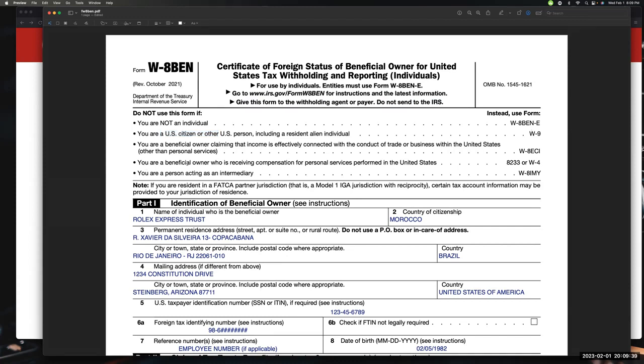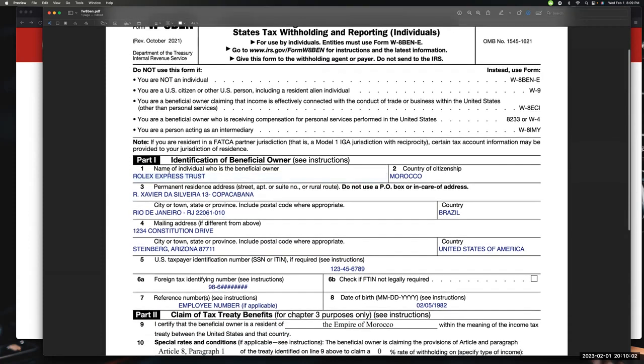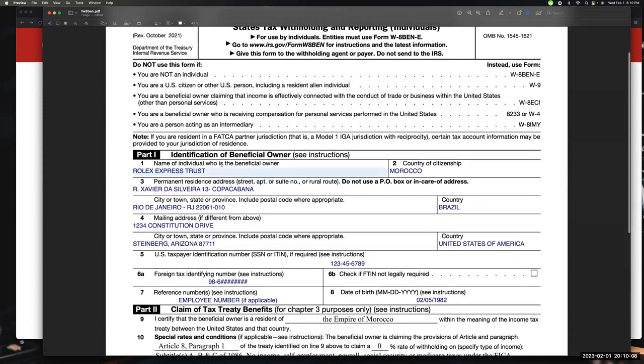Now, you could use W-8IMY for a foreign intermediary, especially if there are a lot of pension plans and benefits happening within your job, and that's what you're all about. But if not, you're going to do W-8BEN, and this is how you fill it out. Number one is the name of individual who is the beneficial owner. This is going to be your express trust, okay? This is going to be your express trust that you have registered with the IRS during your phone interview, the telephonic interview when you called.